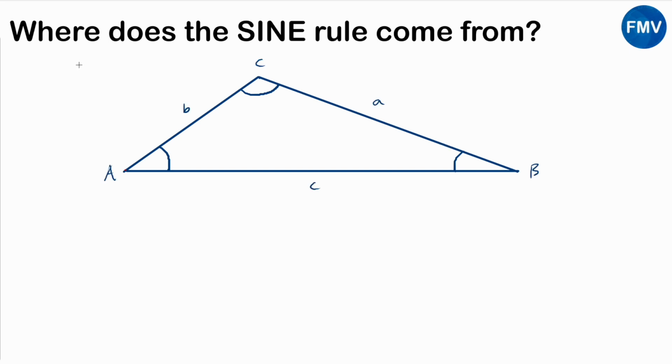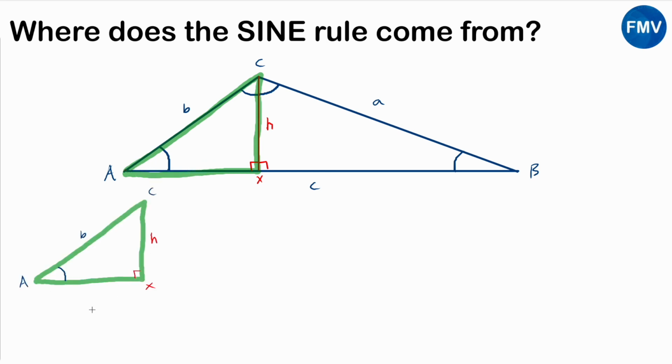What we're going to do now is drop a line from C perpendicular to the length c. So we get two right angle triangles. We're going to call this here the perpendicular height of this triangle. So we're going to call that H, and we'll call this point here X. So what we're going to do next is we'll look at the triangle ACX.